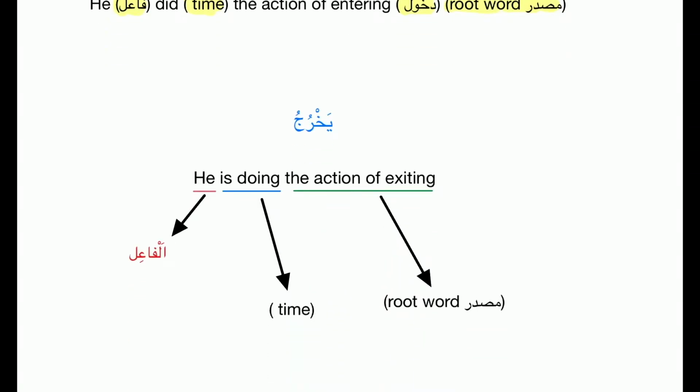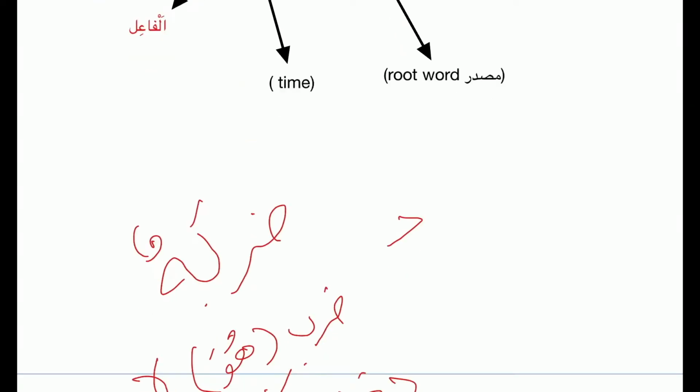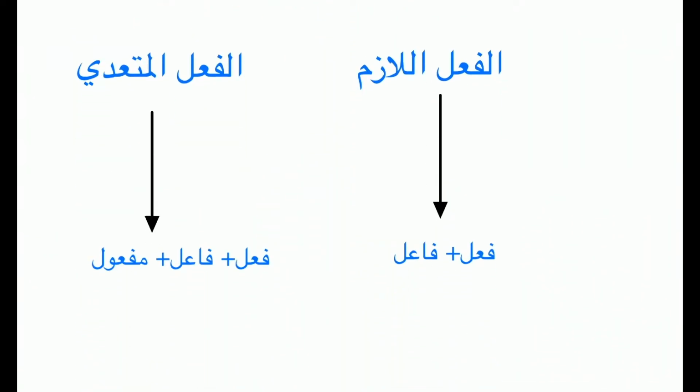Similarly, yakhruju, mudare. He is doing now the action of exiting. So yakhruju, he, this is the fa'il. Is doing shows the time, present. And what is he doing? He is exiting. So this is the masdar, the root word, which changes. Now this is understood, right? I can go ahead, right?